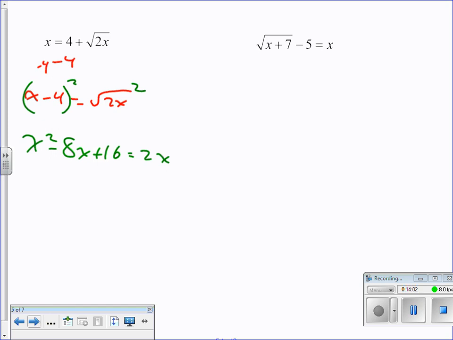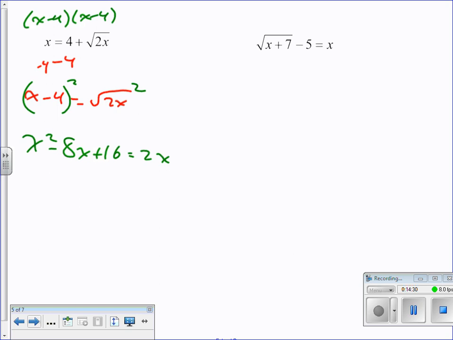Now, if you don't want to do that, just do x minus 4 times x minus 4. Combine like terms, and you'll get the same thing in the middle. Either way is okay with me. I don't really care. Okay? Does that make sense? Do you see that? Now I have a quadratic, and I have to solve a quadratic. Oh my God, we haven't solved a quadratic since last semester.